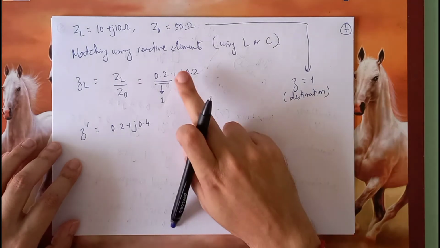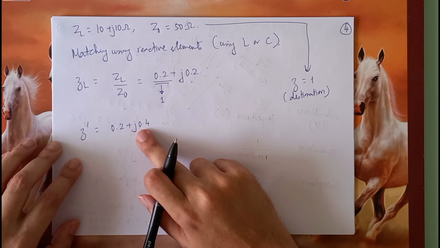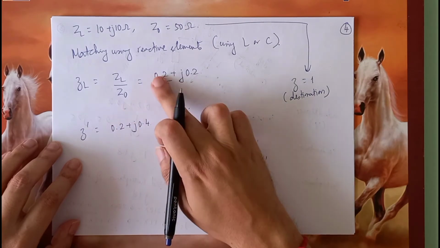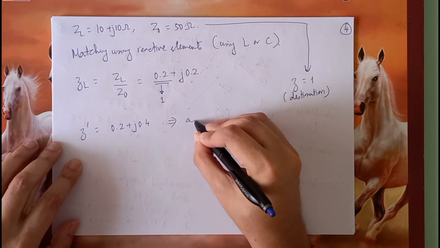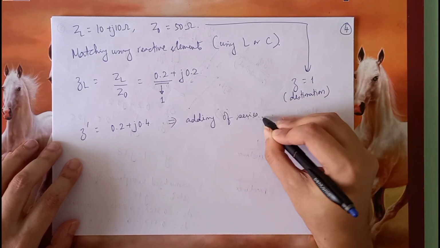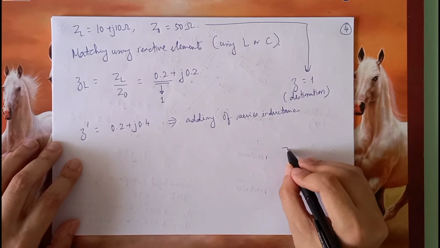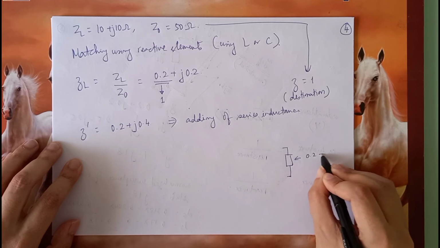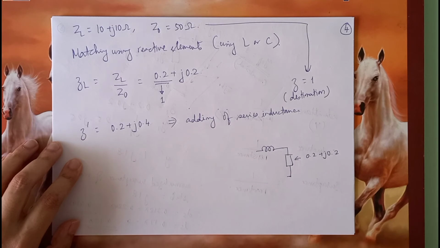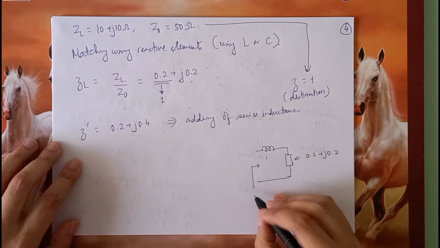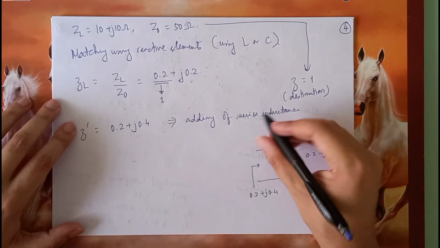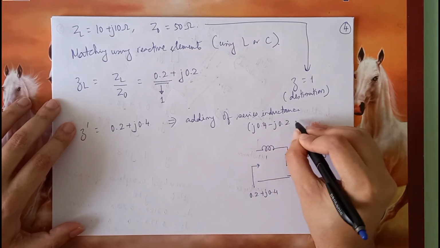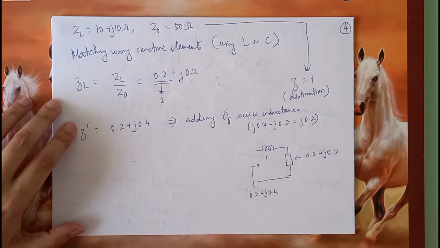Now what have we done? We started from this point 0.2 plus J 0.2 and arrived at a point that is 0.2 plus J 0.4. So the resistance has not changed, but what has changed? The reactance has increased. So therefore it is like saying I have added a series inductance. So if this is my load, 0.2 plus J 0.2, I'm adding some inductance, and after this the impedance is becoming 0.2 plus J 0.4. So how much inductance am I adding? The inductance that I am adding is J 0.4 minus J 0.2, that is J 0.2. This is the reactance.